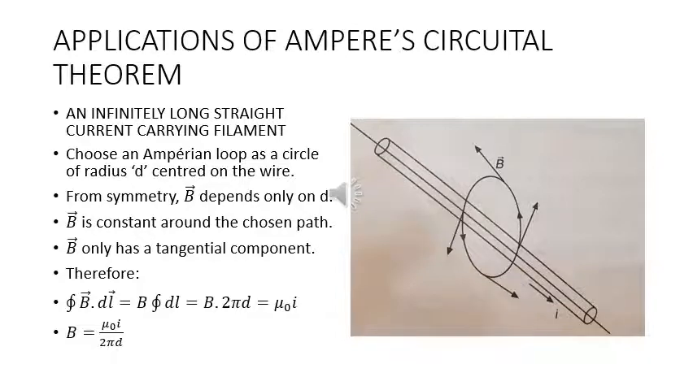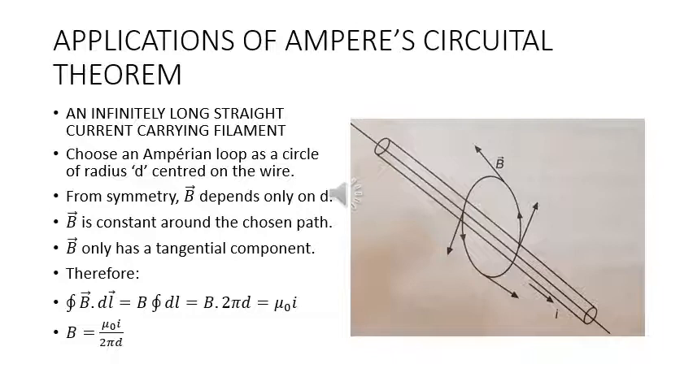Consider an infinitely long straight current carrying filament. Let us choose an Amperian loop as a circle of radius d centered on the wire. From symmetry, B depends only on d. B is a constant around the chosen path. B only has a tangential component.